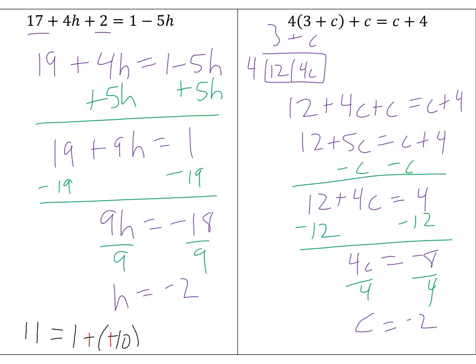Again, we can check here. I'm just going to run through it mentally. 3 plus negative 2 is 1 times 4 is 4. 4 plus negative 2 is 2. And then on the right side, negative 2 plus 4 is 2. So left side equals right.